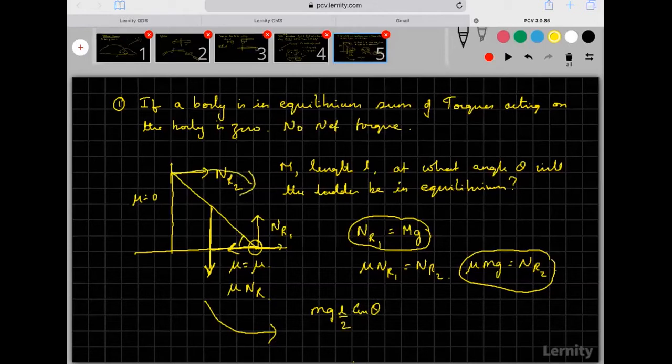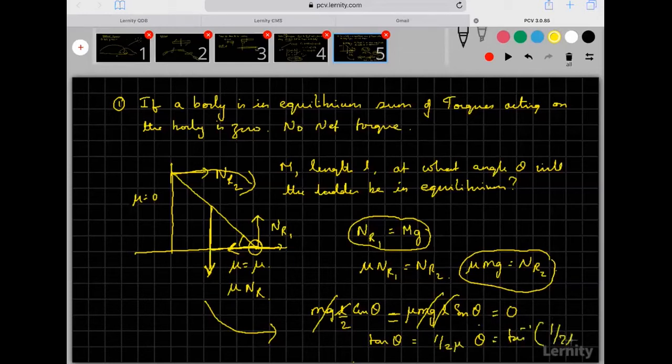Then I will have a clockwise torque, and that clockwise torque will become negative. That will become NR2, and NR2 is mu into mg into L into sin theta. Because it is in equilibrium, net torque is equal to 0. So now these two become equal to each other, and mg L gets cancelled. So very simply, tan theta is equal to 1 by 2 mu, so theta is equal to tan inverse of 1 by 2 mu. So this is the angle at which it will be in equilibrium.